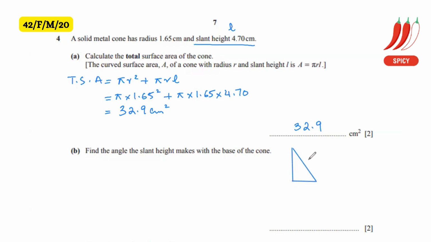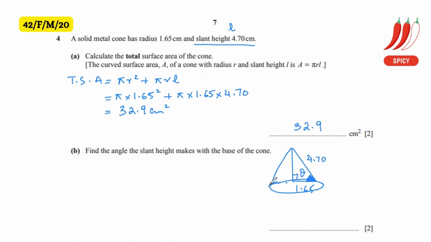This is your slant height, 4.70. Radius was given as 1.65. And since the radius lies on the base, this is the angle that they're talking about. Now this is a right angle. Why? Because if we connect the cone, this is what it would look like.